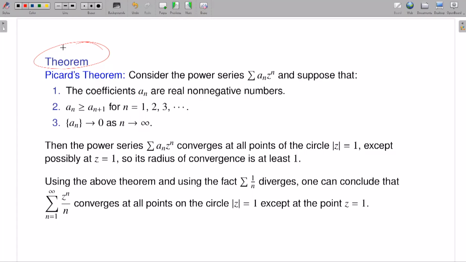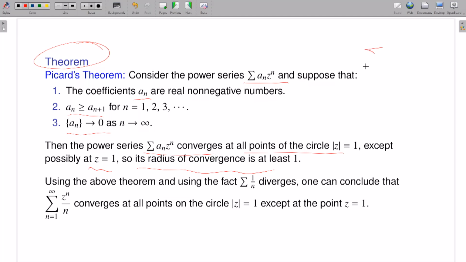Using Picard's theorem, as I said in my earlier example, if I have z to the power n divided by n, this kind of series you can conclude. For example, if I consider the power series a_n z to the power n around the point 0, suppose your coefficients a_n are non-negative real numbers forming a decreasing sequence. If it converges to 0, then your power series converges at all points on the circle mod z equal to 1, except possibly z equal to 1, so its radius of convergence is at least 1. Okay, so it converges at each point on the circle mod z equal to 1, except possibly z equal to 1.